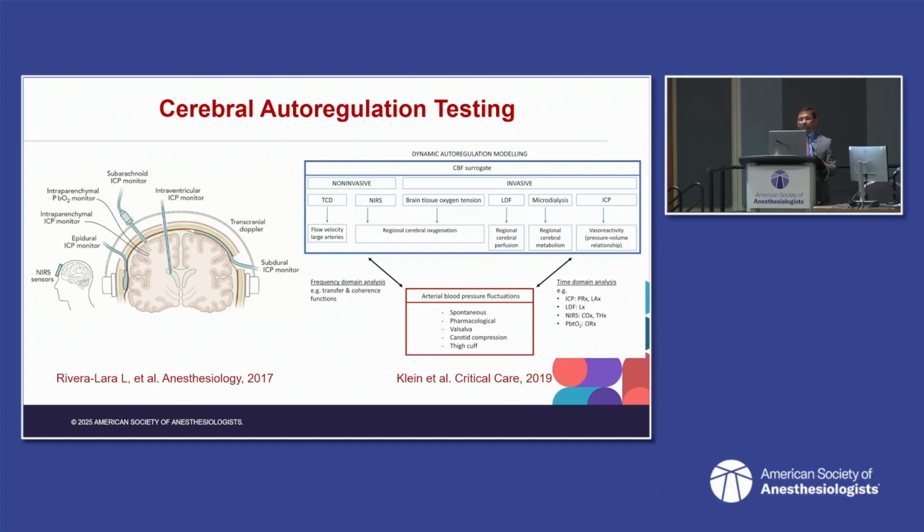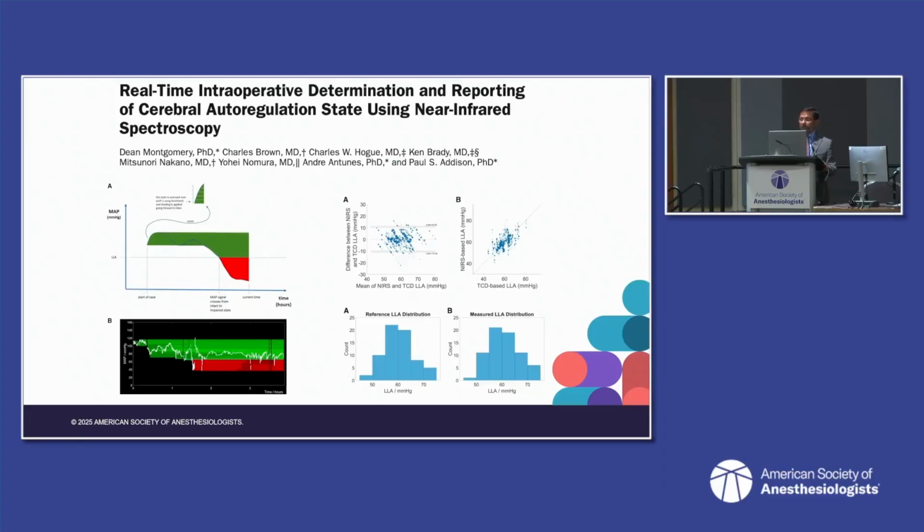And we can test autoregulation using a variety of devices. Historically, transcranial Doppler has been used, but it's somewhat difficult to use and not so easily available. So a number of other options are available, and near-infrared spectroscopy is something that has been used successfully recently.